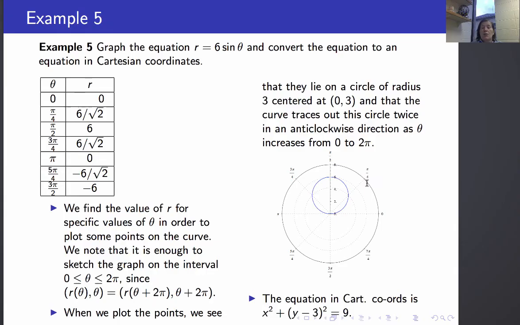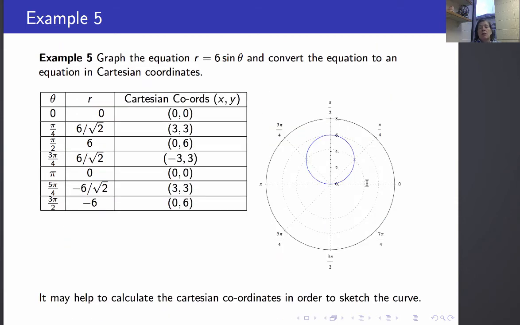And of course, because this is a circle of radius 3 centered at 0, 3, we can easily write down its Cartesian equation. It's x minus 0 squared plus y minus 3 squared equals 9. Now it might be easier to plot the graph of this curve given by the equation r equals 6 times sine theta if you were to convert the points on the curve corresponding to the various values of theta to Cartesian coordinates.